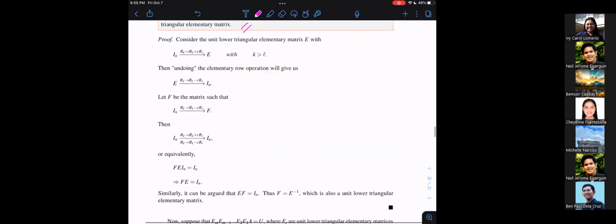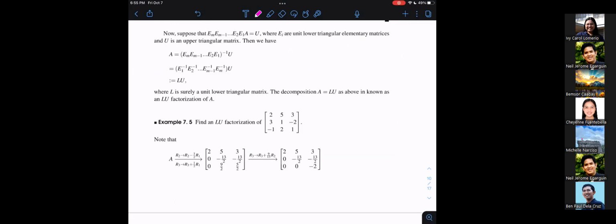Tapos tingnan natin yung proof next time, all the way up to finding an LU factorization for the matrix A. Again, this is a special LU factorization because L will be a unit lower triangular matrix, a lower triangular matrix with ones in its diagonal. Ang tawag dito ay Doolittle factorization.